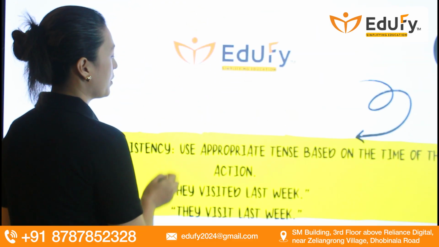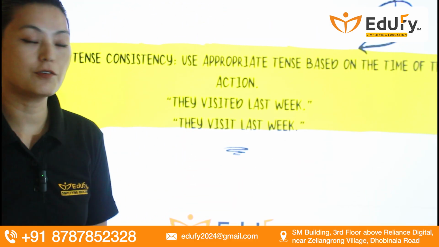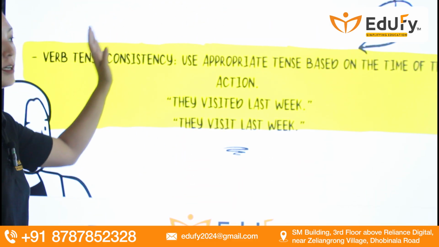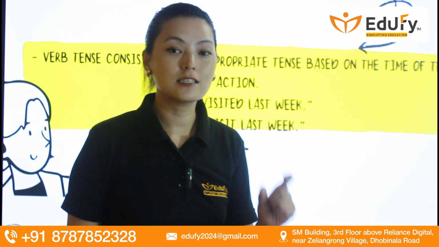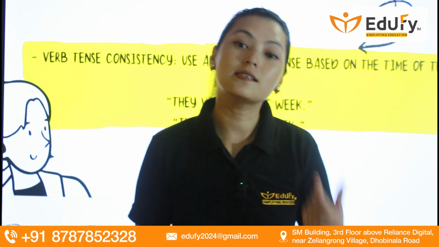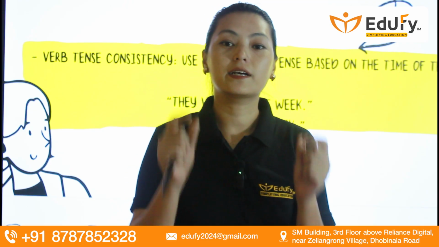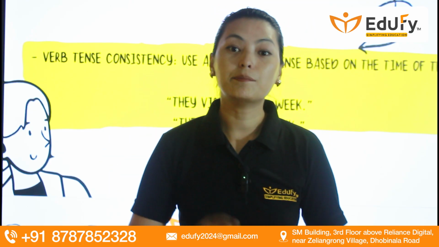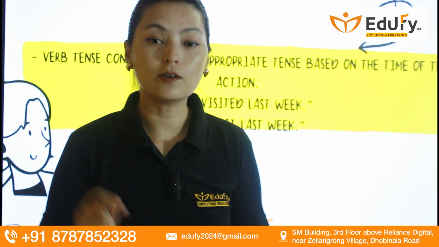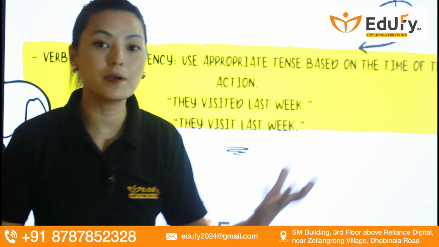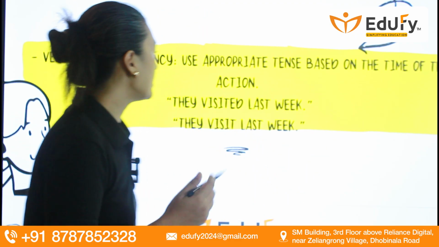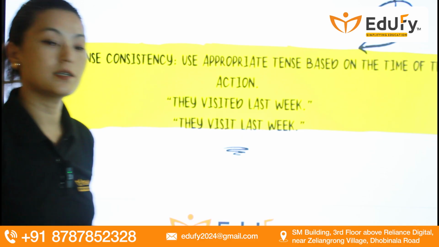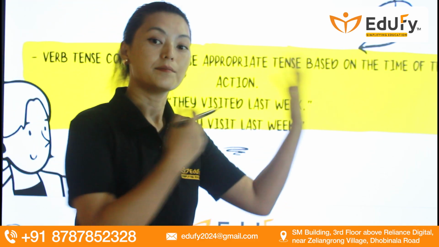Now, the next one. Another topic that you have to focus on is verb tense consistency. What does this mean? The sentence that you're writing or reading must have a clear tense. That means the time at which it is spoken, or the action that we're describing, must be in tune with the tense, right? So what does this mean? The verb, the action word, must be in tune with the time.